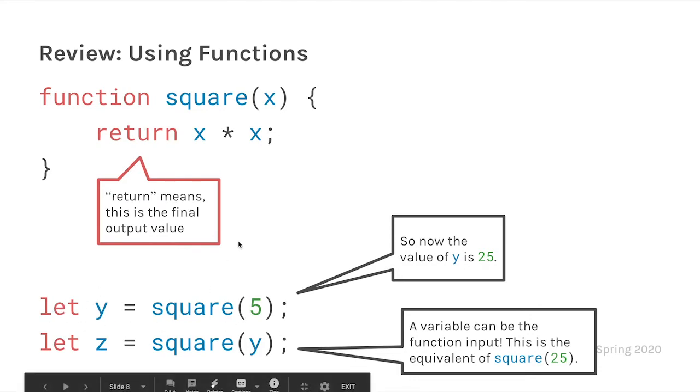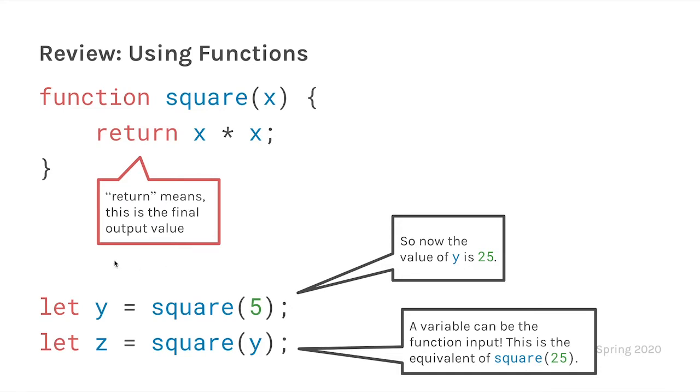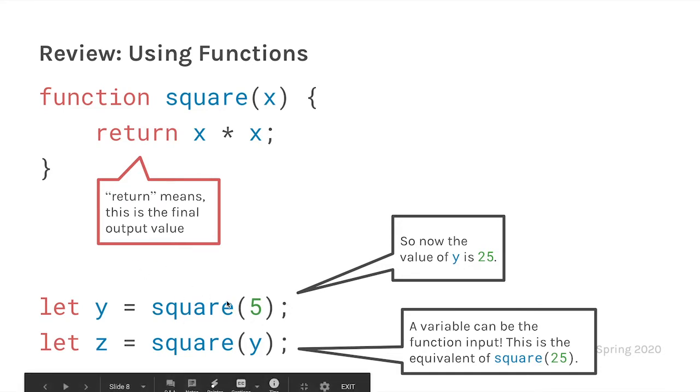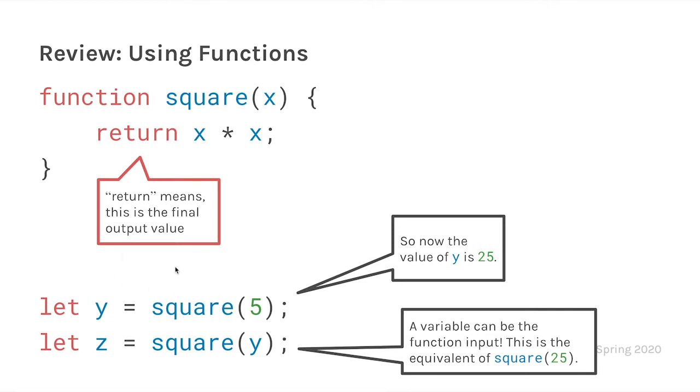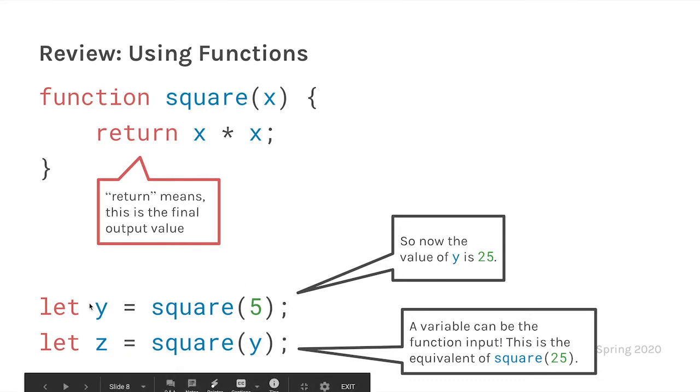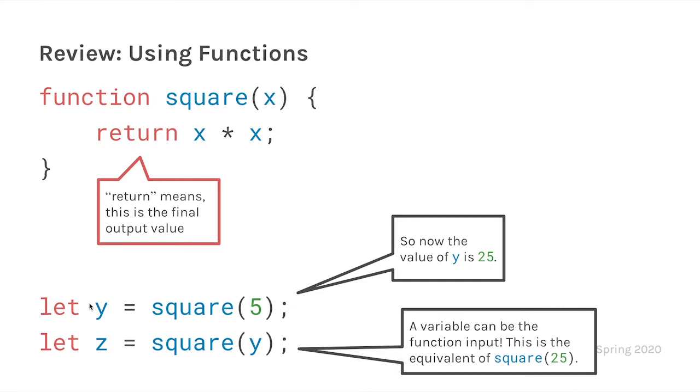Again, if we were to call this function like square of 5 and just say square 5, then this is lost forever unless we store it in a variable so that we can actually use this calculation in some later code.